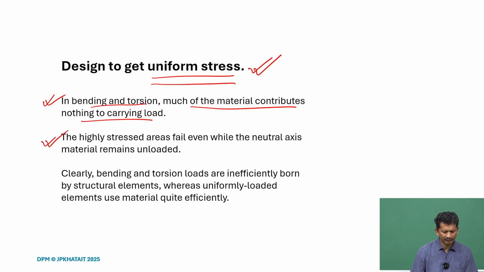What we also find is that even though the inside material is not stressed, the outer layer is highly stressed, so it can go under failure, because the stresses are highest on the outer layer. For that reason, bending and torsional loads are inefficiently borne by structural elements, whereas tensile members are uniformly loaded and they take the load quite efficiently.